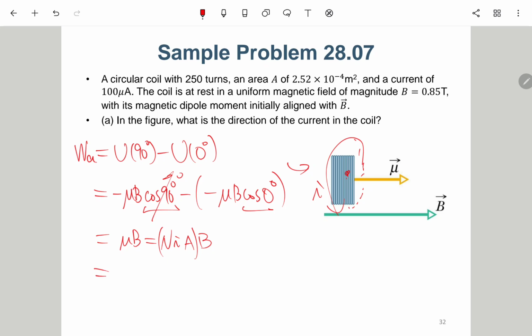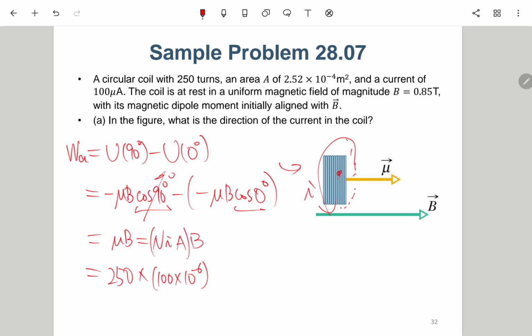So we have the number of turns 250, times I, which is 100 μA, 100 times 10 to the negative 6, and then A is 2.52 times 10 to the negative 4, and then times 0.85, which equals 5.36 μJ. Okay, I forgot to change the pen color back to blue.